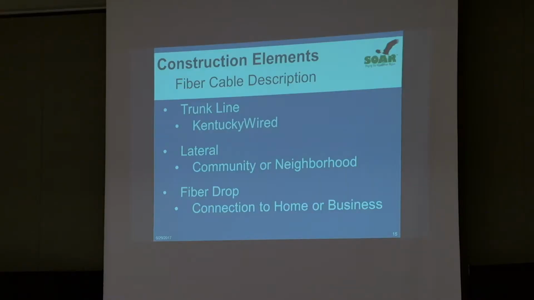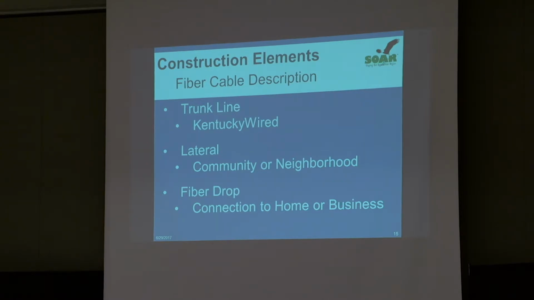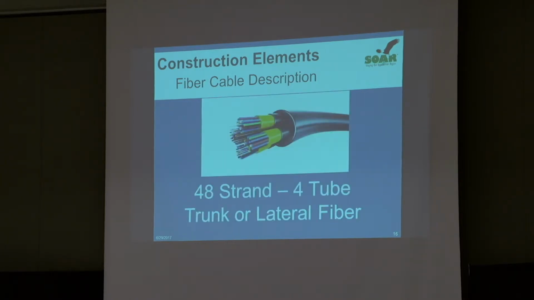Real quick, just because we still have little to cover yet, we have 3 categories of fiber connections, fiber distribution. One is trunk lines, which is basically the Kentucky Wired, then the laterals, which are getting out to the communities, and then the actual fiber drop to the home. So just laying that out there as vernacular for you as somebody's describing what they're trying to do for you.